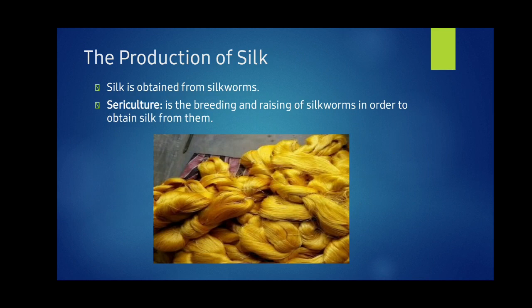They just breed the silkworms and obtain the silk from the silkworm, and they will sell it. And they are doing this as their work. And this work is known as sericulture. Breeding and raising of silkworms in order to obtain silk from them is known as sericulture.